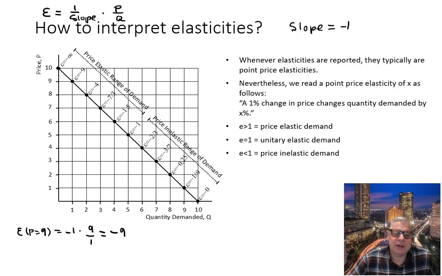And you see here where at the price of 8, the point price elasticity of demand would be -1 times 8 over 2, which is -4. And here in the middle, at the price of 5, we would say -1 times 5 over 5. So that's -1. And at, for example, the price of 2, we would say -1 times the price 2 over 8, which is -1 over 4, or 0.25.